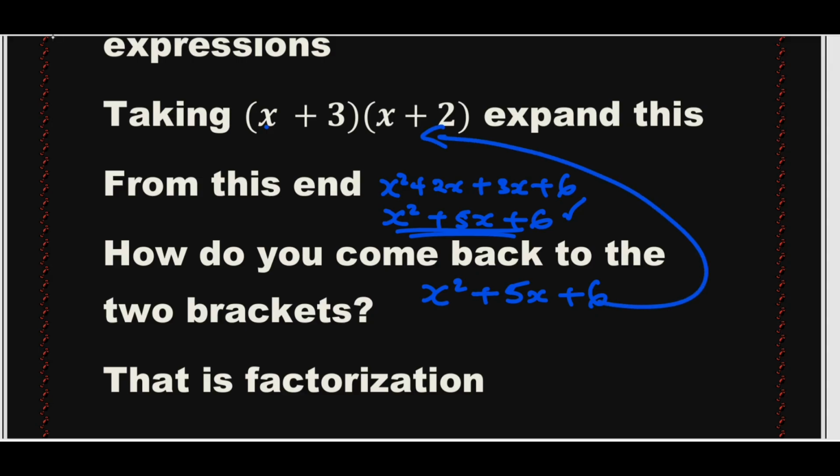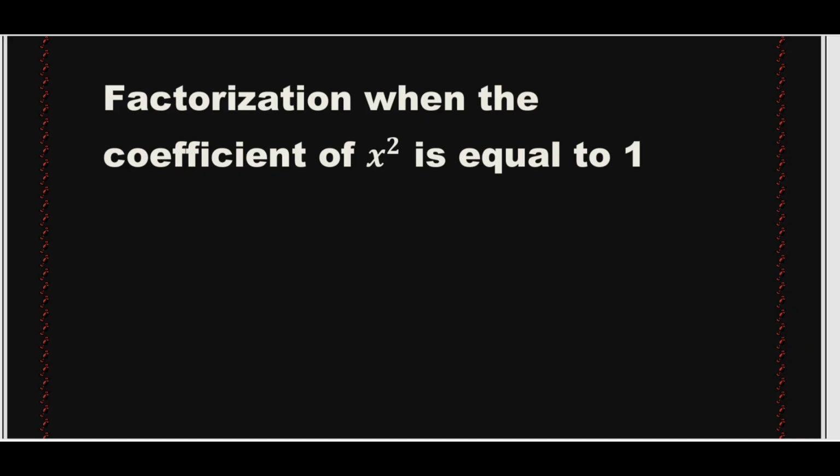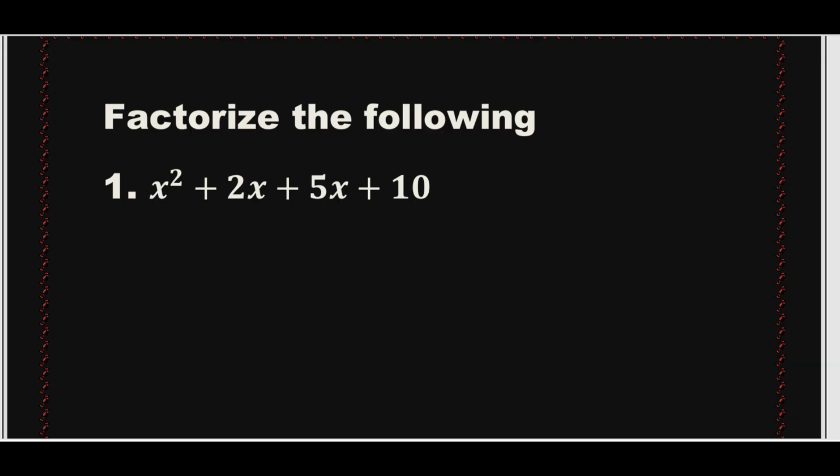To come from x squared plus 5x plus 6 back to the original bracket that we were given, x plus 3 into x plus 2, that is what we are calling factorization, and that is what we want to do. We want to learn how to factorize when the coefficient of x squared is 1, and we're going to look at very simple ones. These ones are very simple because one of the steps has already been done for you. What remains is putting them in bracket.